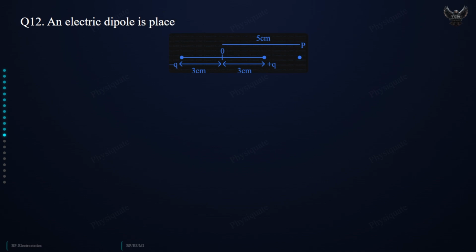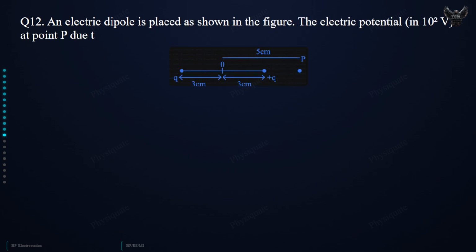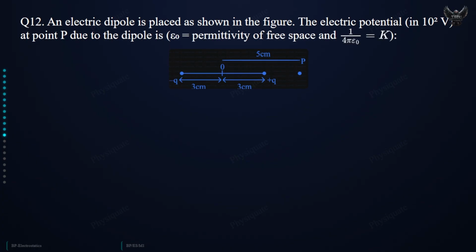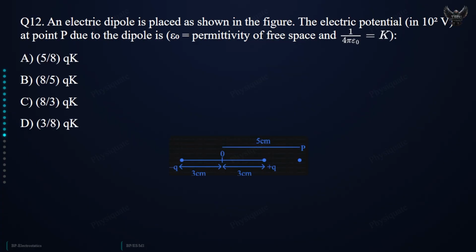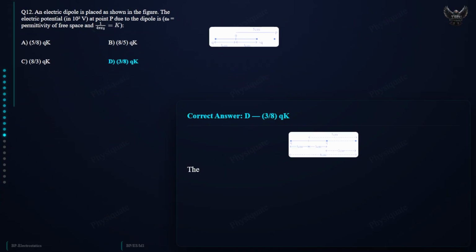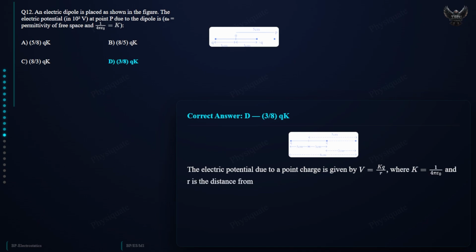Question 12. An electric dipole is placed as shown in the figure. The electric potential, in 10 to the power 2 volt, at point P due to the dipole is, where epsilon 0 is the permittivity of free space and 1 divided by 4 pi epsilon 0 equals K. Correct answer is option D. The electric potential due to a point charge is given by V equals KQ divided by r, where K equals 1 divided by 4 pi epsilon 0 and r is the distance from the charge.